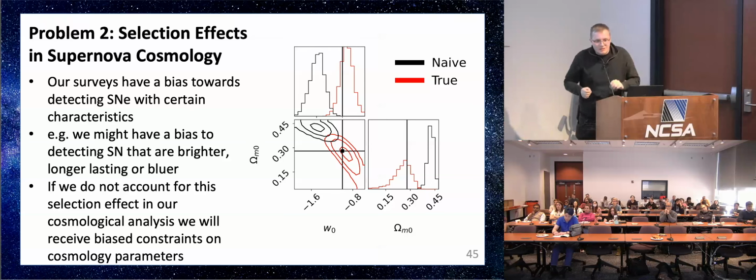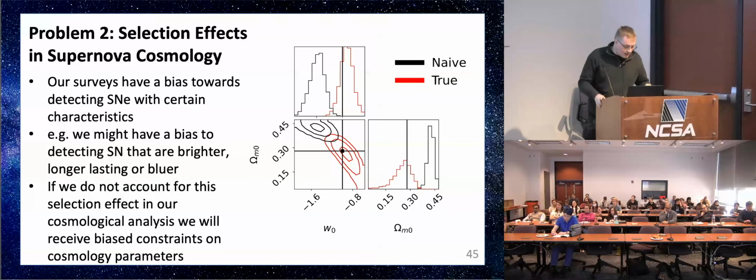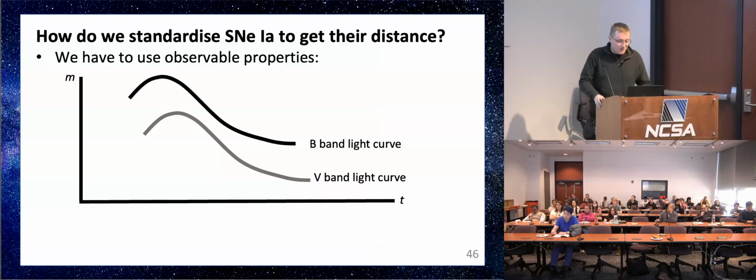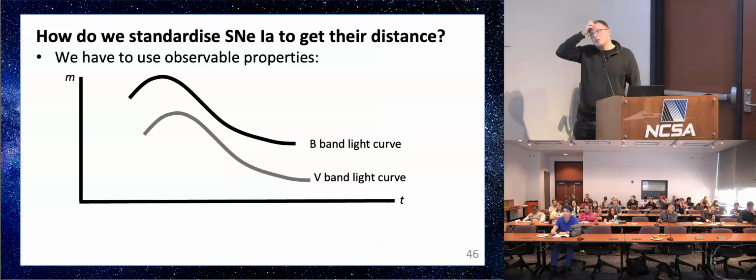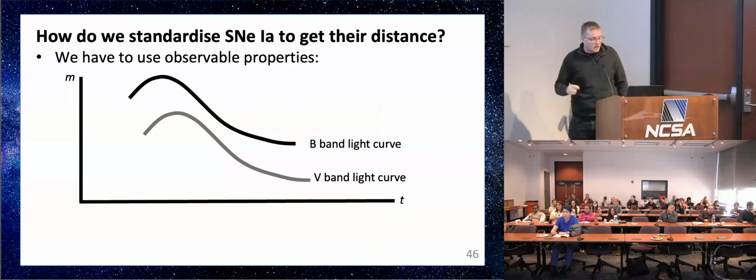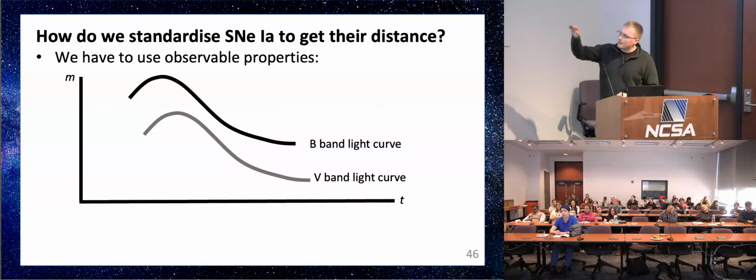And if you don't account for this selection effect, then you're going to get a bias in your cosmological analysis if you just naively assume that this is the data set. So you need to account for it, and that's what this work is doing. So a quick look at how we analyze supernovae. A common way to do it is to look at the B-band and V-band light curve, for instance. This is for an individual supernova.